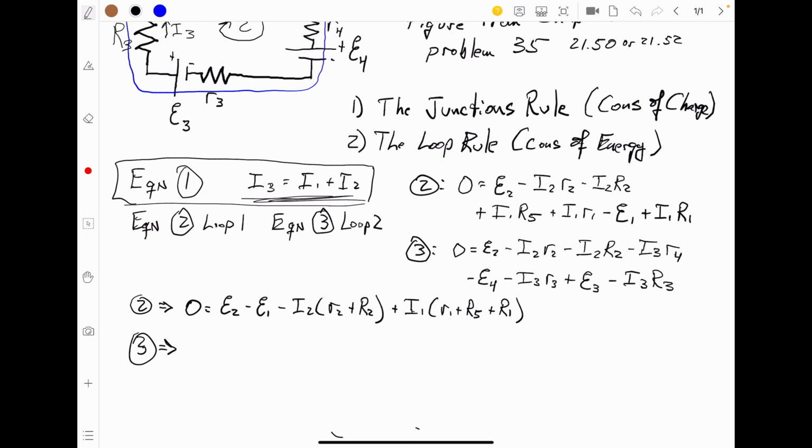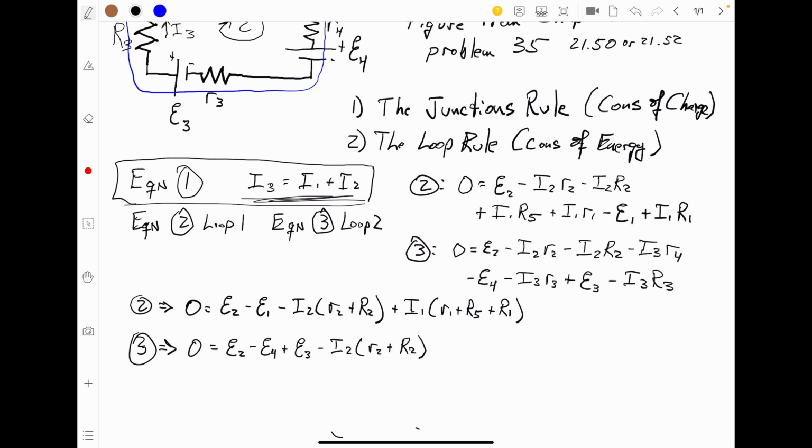Okay, let's rewrite equation 3. We've got 0. That equals epsilon 2, and we're going to subtract off epsilon 4, but we're going to add epsilon 3. All those are numbers, okay? So that's going to be nice. In a second, we can just go in and plug in what all those numbers are. Let's deal next with our currents. We're subtracting off I2. And I2 has R2, little r2, plus big R2.